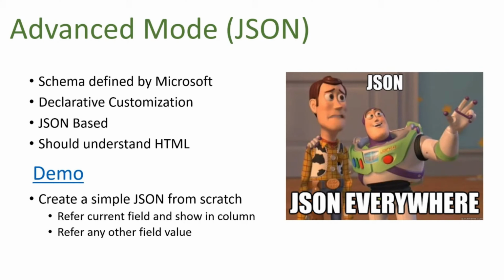And once the schema is defined, this is a kind of declarative customization based on JSON, and we should understand HTML, because what we are controlling in the end is the HTML which is displayed on the web page, right? So if you know the structure of HTML for how you want that particular column or the view to be formatted, you can easily convert it into a JSON object. Okay, and then you can apply the JSON formatting. So without any delay, let us see the demo of the advanced mode JSON.